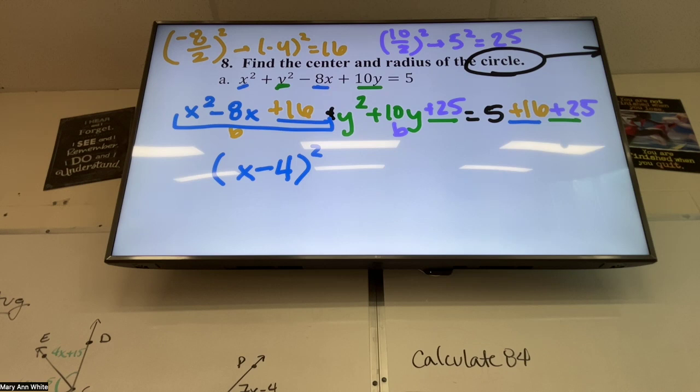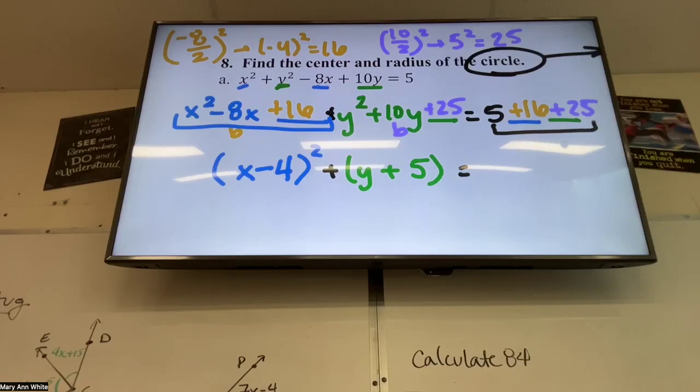Also, remember that hint I told you the other day? Whatever b divided by 2 is, goes in that parentheses. So it's always just going to be that number. It's negative 4 here. All right, what about my y? It's going to be y plus or minus what squared? 5. Very good. Plus 5 or minus 5? Very good.